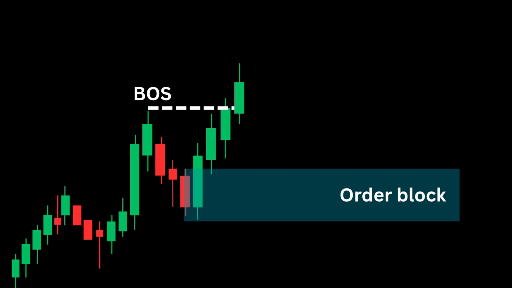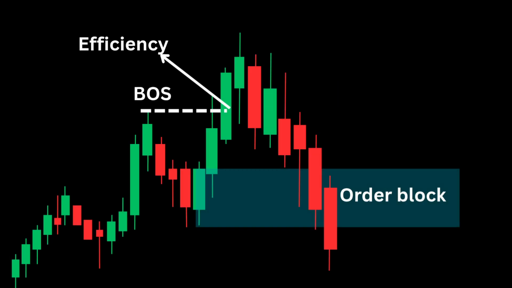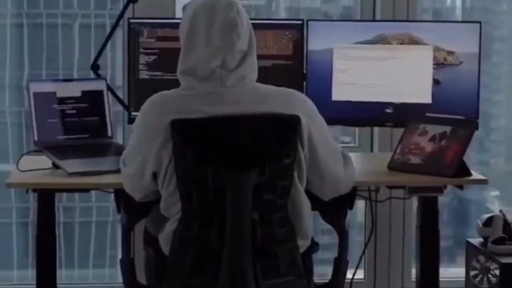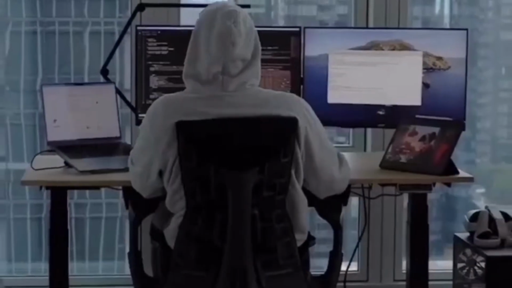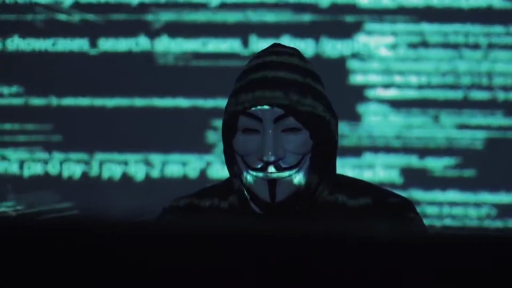Order blocks are considered one of the major areas for high probability trading opportunities. But why do some order blocks yield high results while others fail? To provide a suitable answer to this question, we have studied over 1,000 order blocks through different conditions to find out the different features of high probability order blocks that are respected by the market.